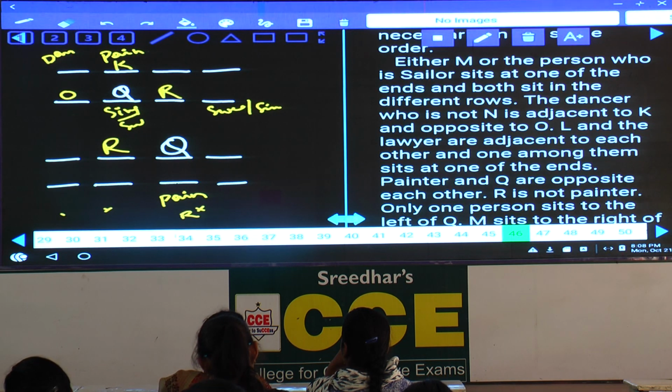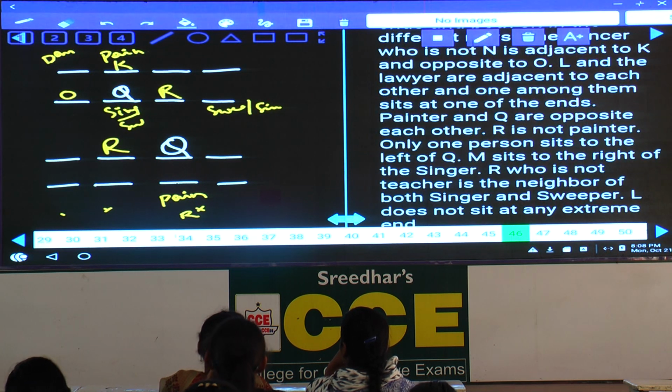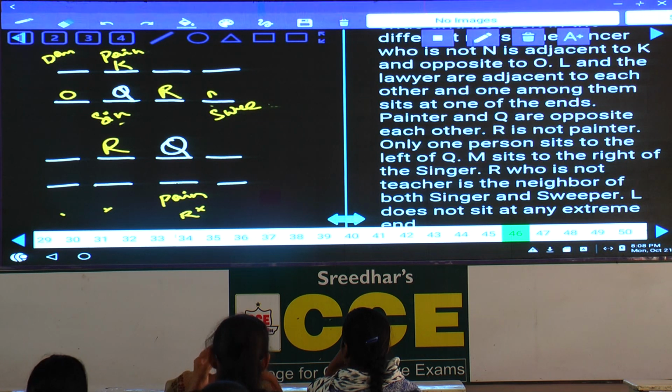M sits to the right of the singer. As M is to the right of the singer, where can M be? Singer cannot be at the right extreme, hence that person must be the sweeper. Now this person is the sweeper and this is the singer, and M is to the right of the singer, hence M is here.